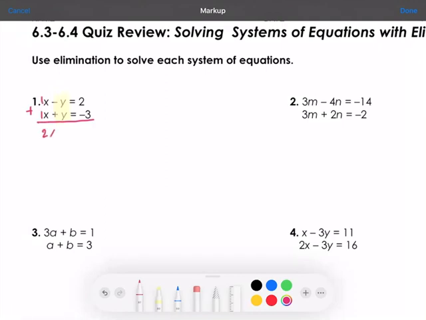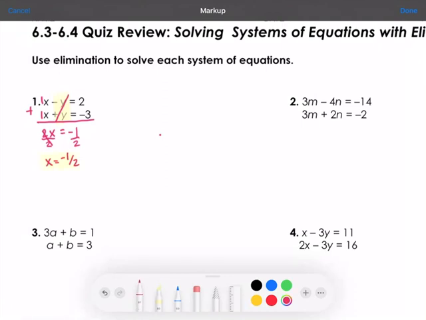So I have 1x plus 1x, which is 2x. Here I have negative y plus y. These will cancel. And this equals 2 plus negative 3, or 2 minus 3, which is negative 1. So when I divide both sides by 2, I get x equals negative 1/2. So that is my value for x.